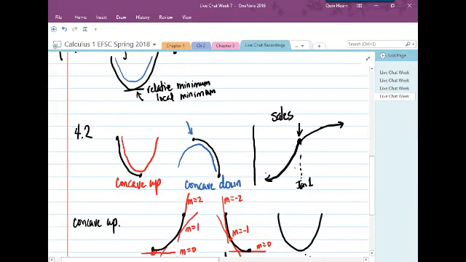Let me ask you this. Where would you rather be as far as how your sales are changing if you're owning a company? Would you rather be on the left side of this graph or would you rather be on the right side of this graph? Any ideas, anybody?